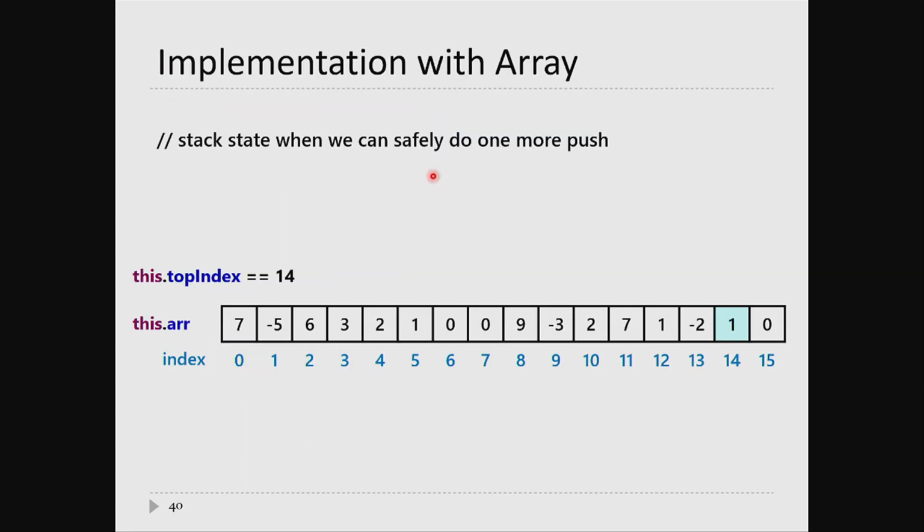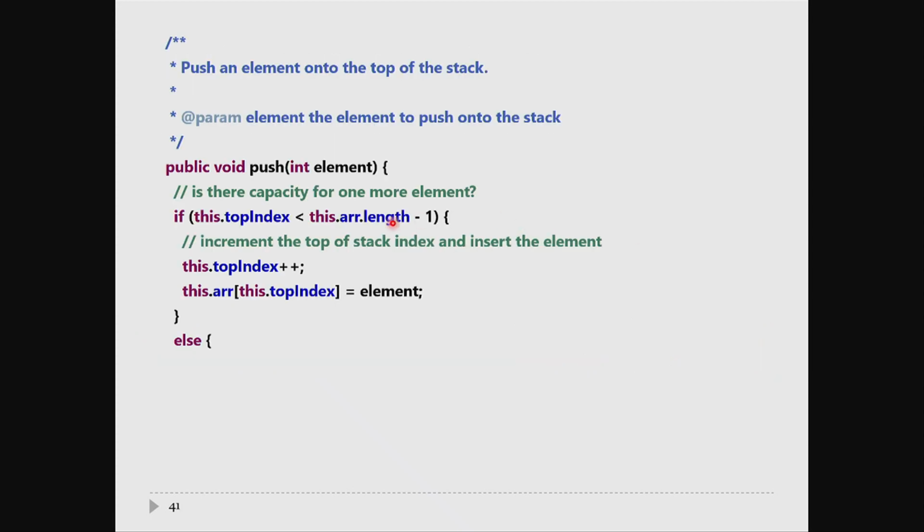All right, so here I have a stack whose array is almost full. The capacity of that array is 16. The top index is currently at 14, so I've got one more free spot where I can push something onto this stack. So when can I safely push something onto the stack? Well, when the top index is less than the length of the array minus 1.